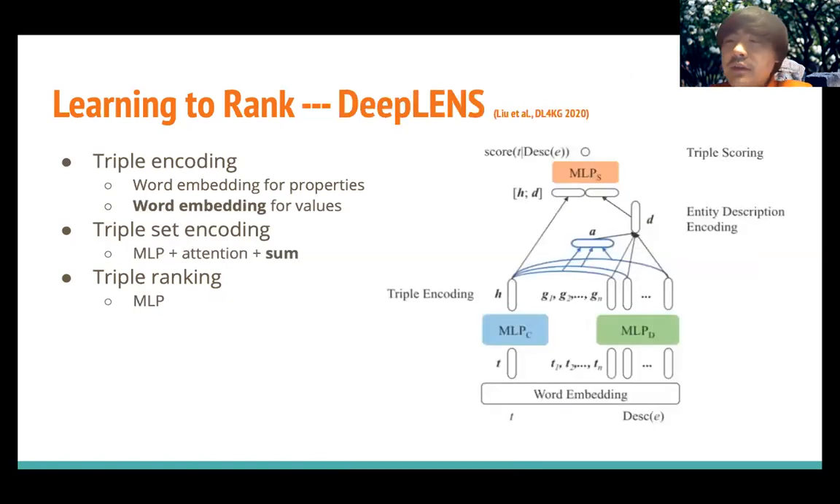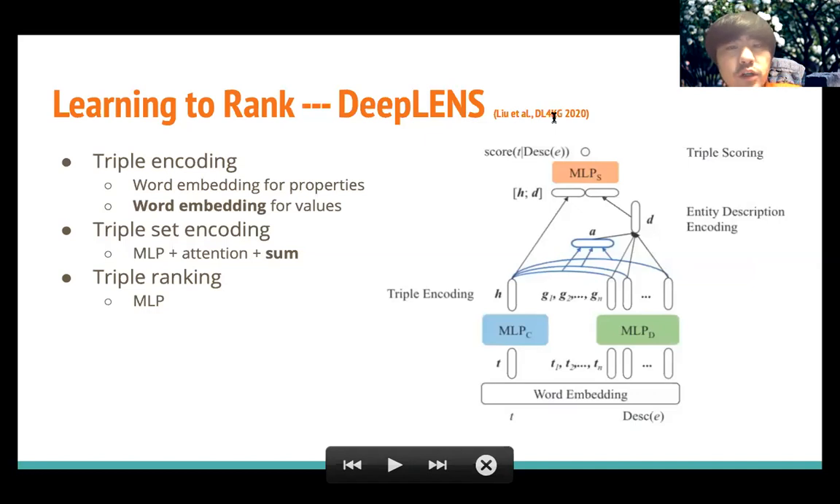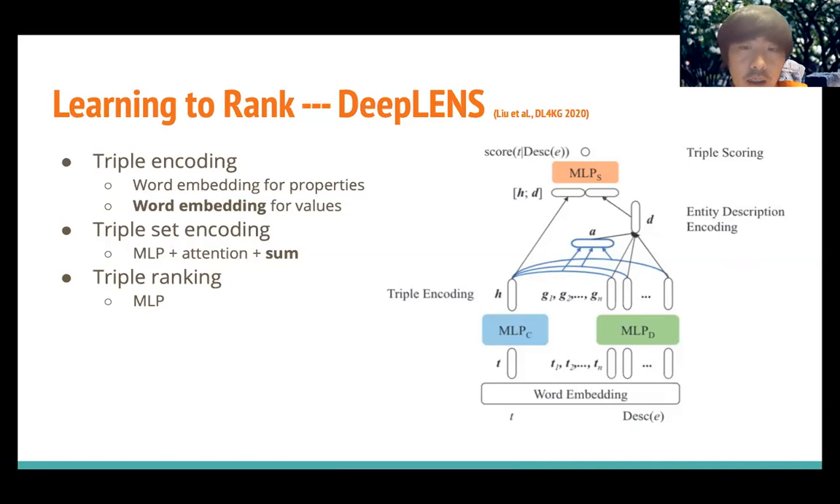DeepLENS is a recent work published at the Deep Learning for Knowledge Graphs workshop at ESWC. It's developed by our group, by Qingxia and myself. We also have these three stages: triple encoding, triple set encoding, and triple ranking, but we do it differently from ESA. So I will just highlight the two modifications here.